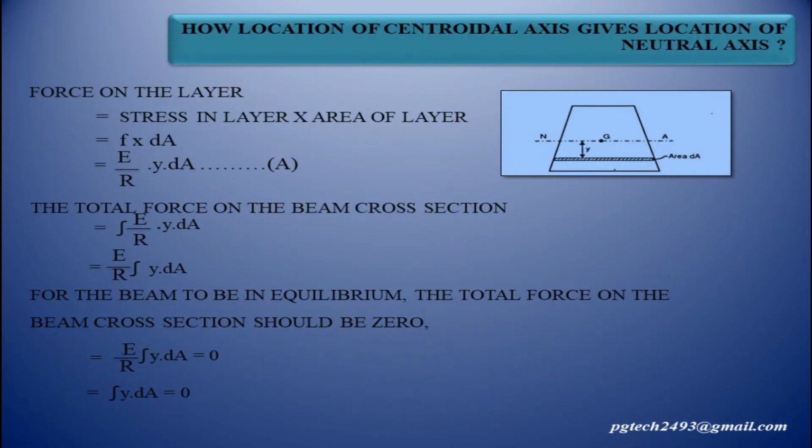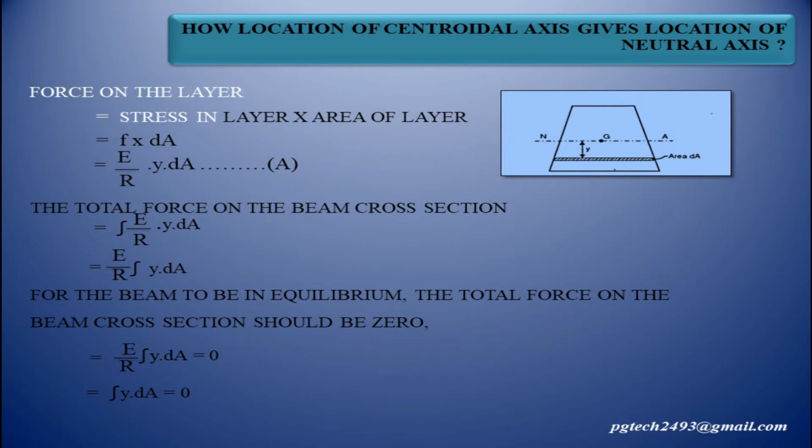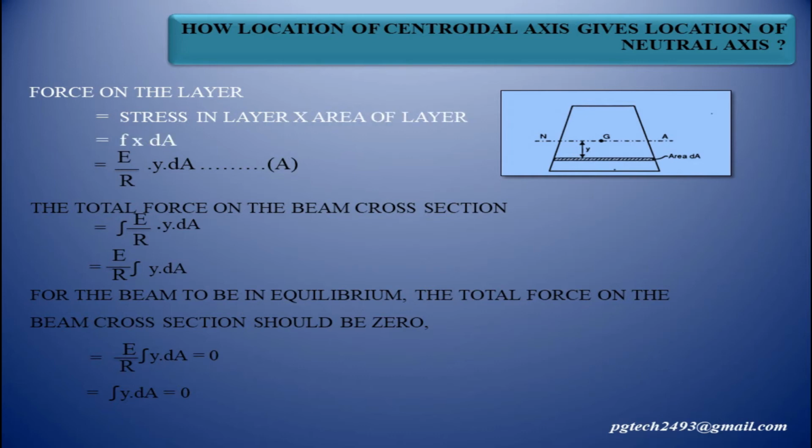How does the location of centroidal axis give the location of neutral axis? For that, we consider one figure having the beam cross section. Consider a layer of area dA at a distance y from neutral axis. Now the force on the layer equals stress in layer into area of layer, that is F into dA. So it becomes E by R into y dA. That is our equation A.